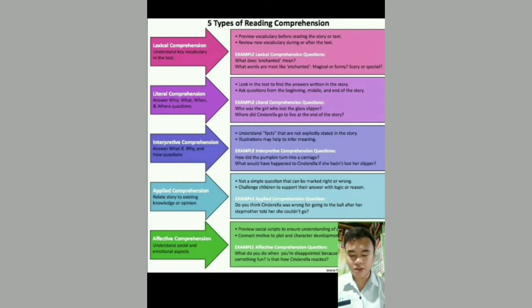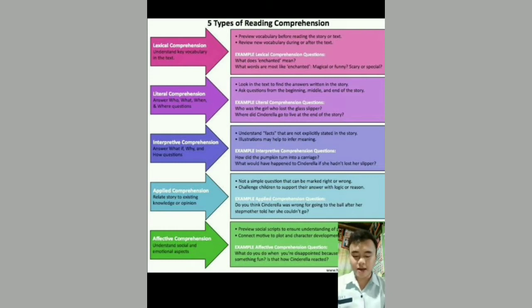Number 3 is interpretive comprehension. This means the reader's ability to extract ideas and information. Interpretive is relating to the story that the readers have read. So the meaning of this is you relate your ideas and information to the story. It means that you reflect on the story that you have read.